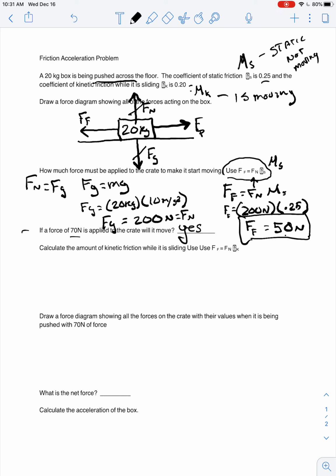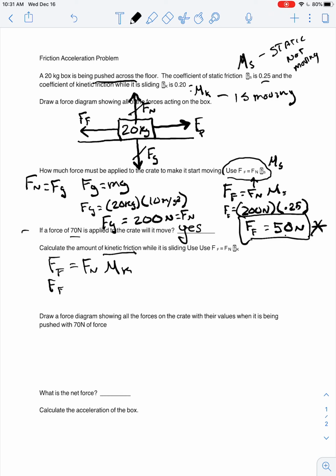Calculate the amount of kinetic friction while it is sliding. Okay, so now I'm going to calculate the sliding friction. And again, it's friction force equals normal force times mu, but this time we want the mu kinetic. So remember, when we start pushing something, it's harder to get it to start moving because my friction will be bigger. And once it gets moving, the friction drops and it becomes less.